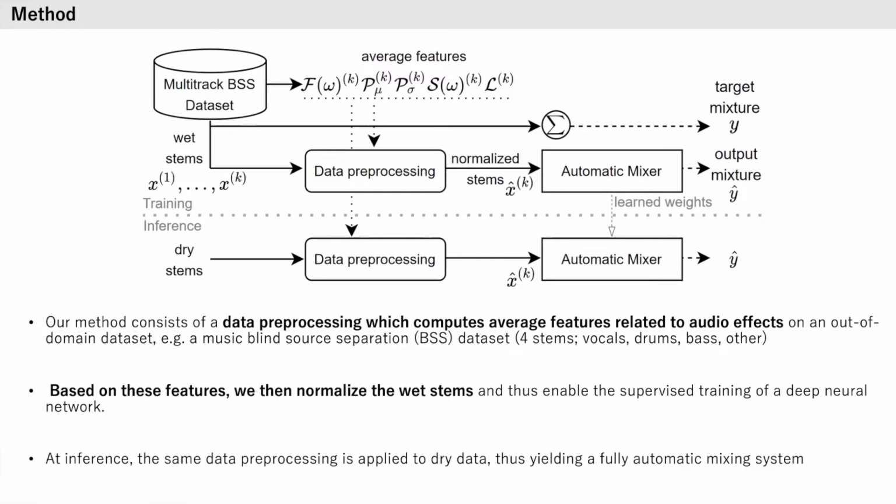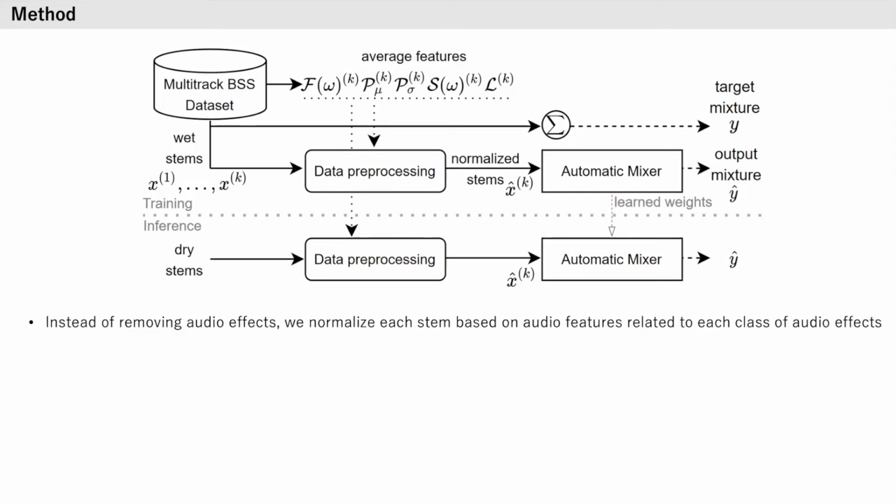a deep neural network. At inference, the same data preprocessing is applied to dry data, thus yielding a fully automatic mixing system. In other words, instead of removing audio effects, we normalize each stem based on audio features related to each class of audio effects.